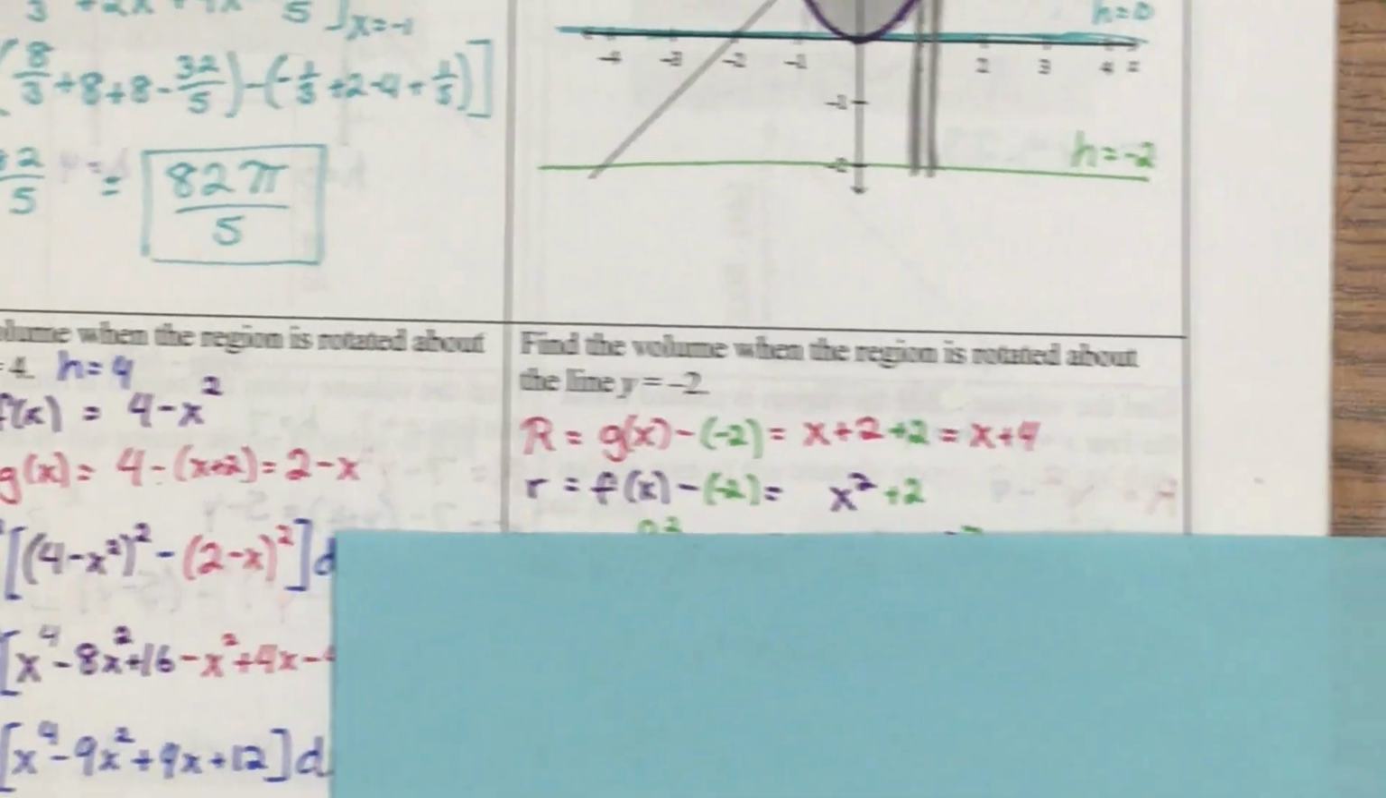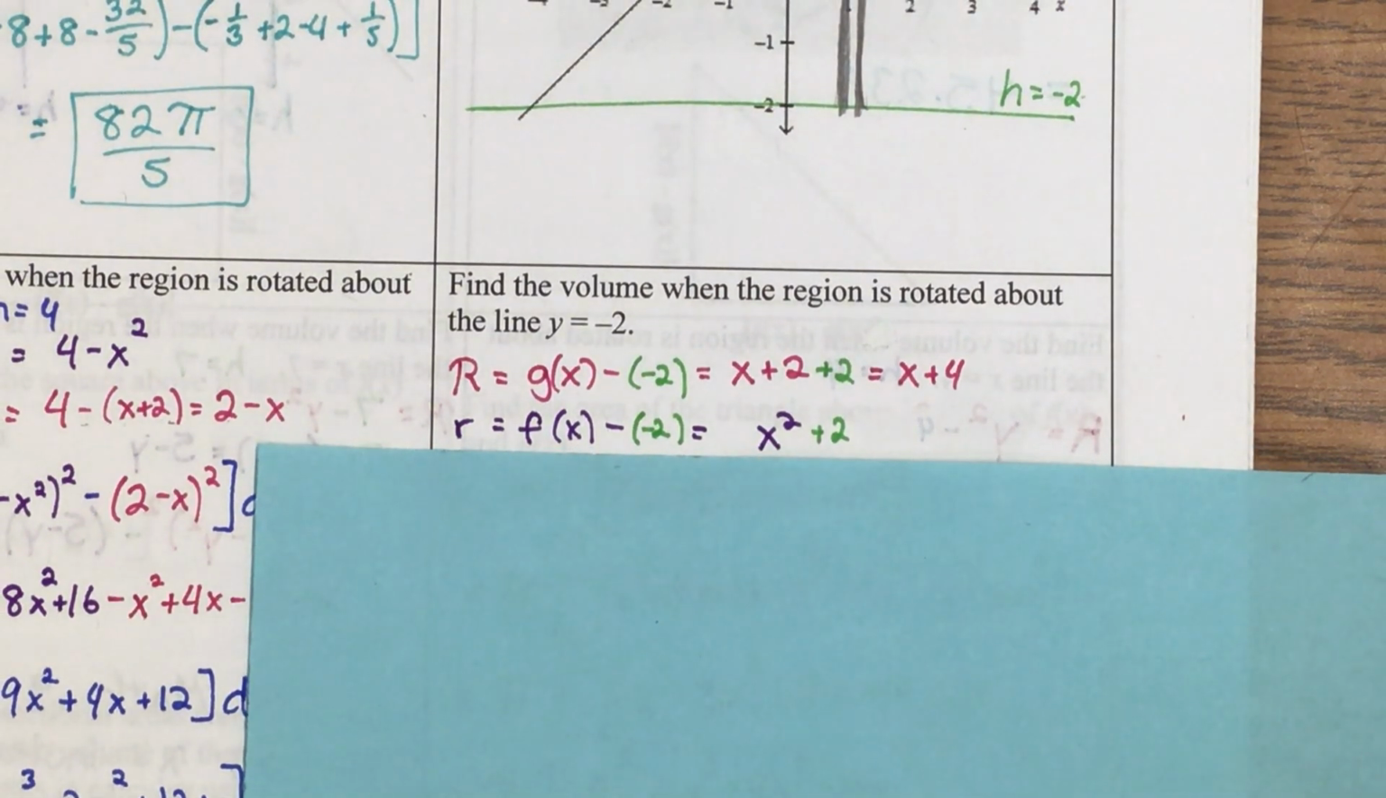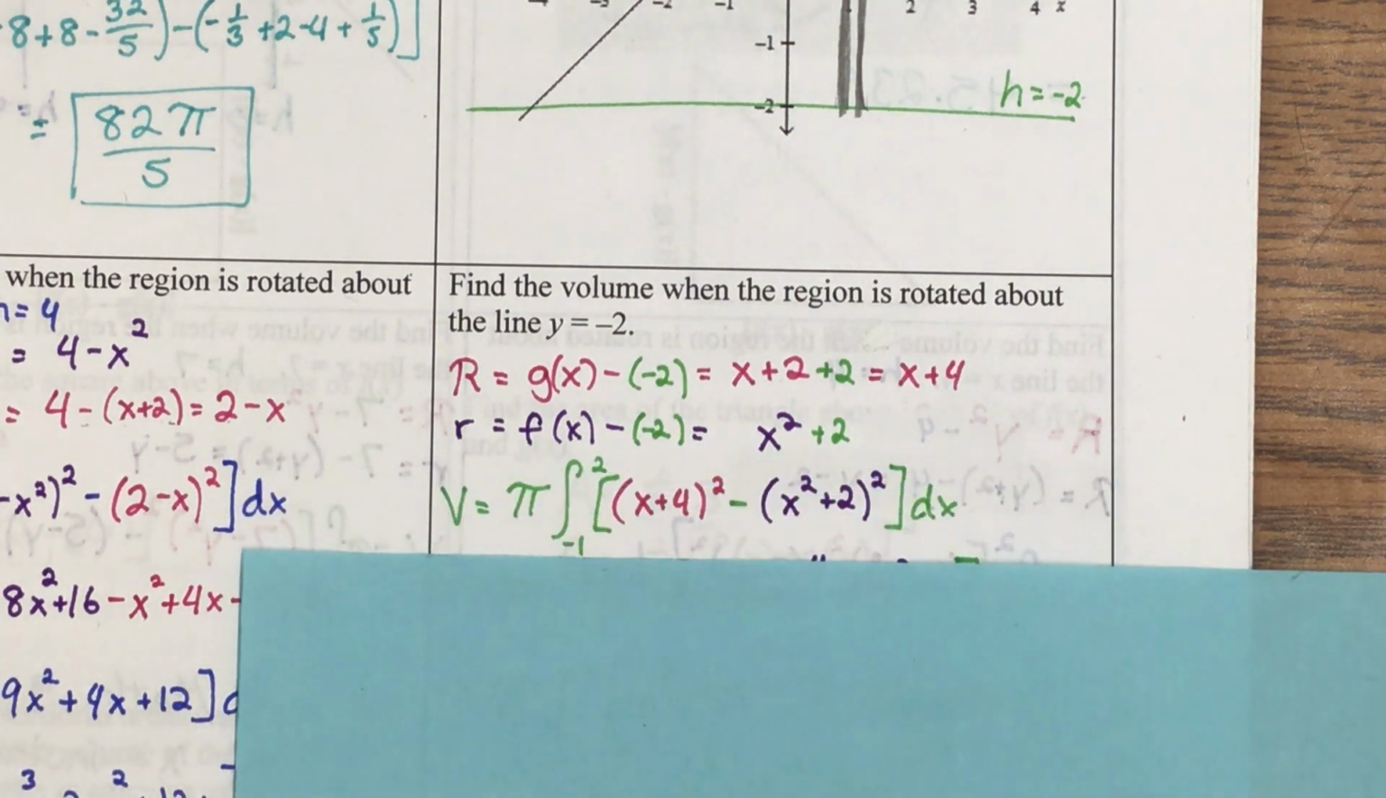Here we go, here are those functions. Big R is g of x minus negative 2, minus the negative 2 turns into a plus 2, so x plus 4. And little r is f of x minus negative 2, which is x squared plus 2, just like we talked about. Cool. Continuing on, we do our volume formula.